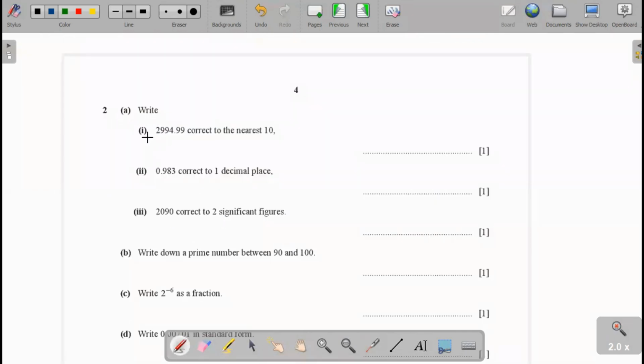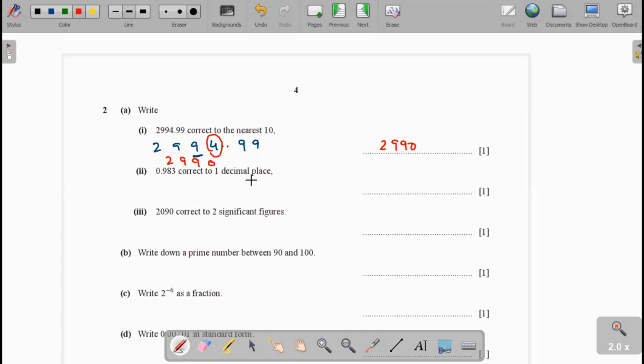Question 2, part A, write 2994.99 correct to the nearest ten. Here you can see the tens digit is this and the neighboring digit is 4, that is less than 5. Therefore, we write this number as 2990, because the number is less than 5. In the place of 4 we write 0 as a placeholder, and therefore the answer is 2990.